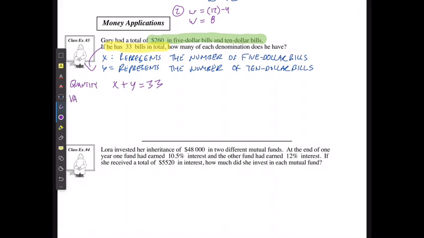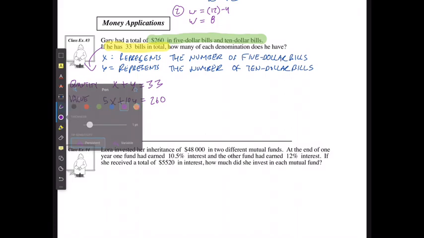Then I have my value equation, which I'm pulling from sentence 1. If I have $260 in $5 bills and $10 bills, then the value is always the number of items, x, multiplied by what they're worth. In this case, $5 bills are worth $5 each. The number of $10 bills, y, multiplied by what they're worth, 10. So I'm going to say the value I have in $5 bills plus the value I have in $10 bills is going to equal the 260, or the total value that I have.